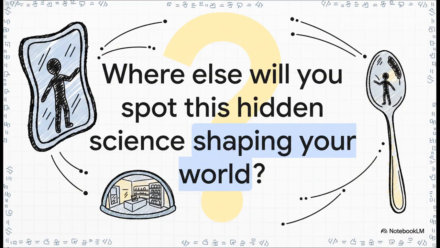So now you know. You've cracked the code. The next time you see your reflection in a security mirror at the corner store, a shiny holiday ornament, or even the back of a spoon, you'll know exactly what's going on. You'll see the rules of light playing out right in front of you. So the only real question left is, where else are you going to spot this hidden science bending the world around you?